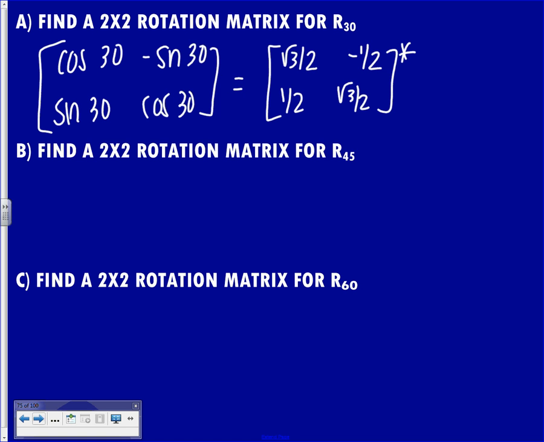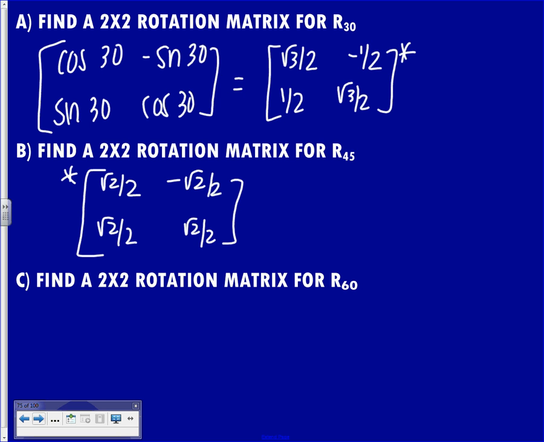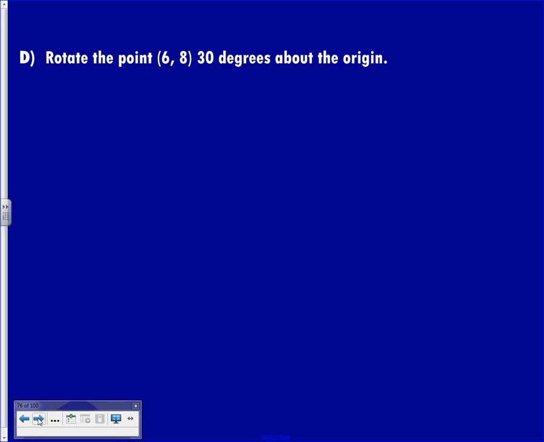Same idea for example B, where we're talking about 45. So the cosine of 45 is the square root of 2 over 2. The sine of 45 is the square root of 2 over 2. The opposite of the sine is negative square root of 2 over 2, and then the cosine is the square root of 2 over 2. Okay, so you're taking the angles you know and plugging them into that theorem. Rotation of 60 then, this time the cosine is a half, and the sine is the square root of 3 over 2. The opposite of that is the negative square root of 3 over 2, and then the cosine is positive 1/2. Okay, so those are your primary ones, 30, 45, 60. You should be able to do those without too much of a problem.